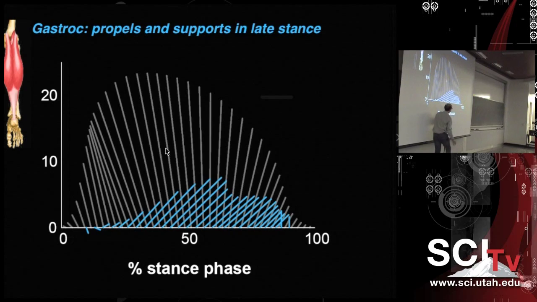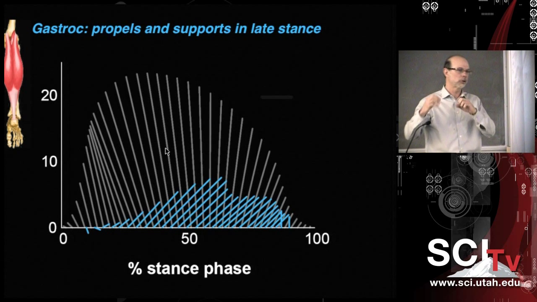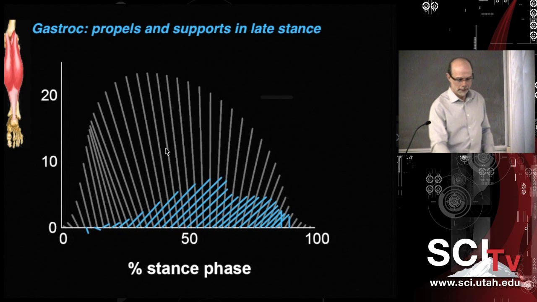Plantar flexors, the calf muscles, come on and then shut off, very nicely timed. This is percent of stance, but you're only on the ground for a very short period of time. So these muscles have 50 or 100 milliseconds, for example, to come on and do their job.